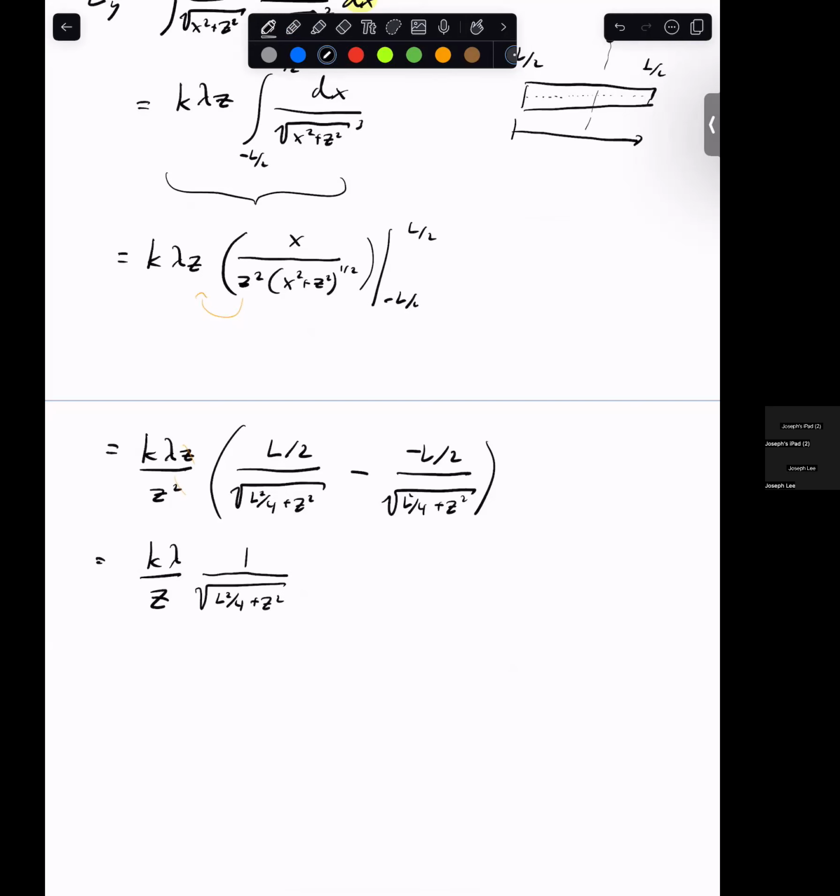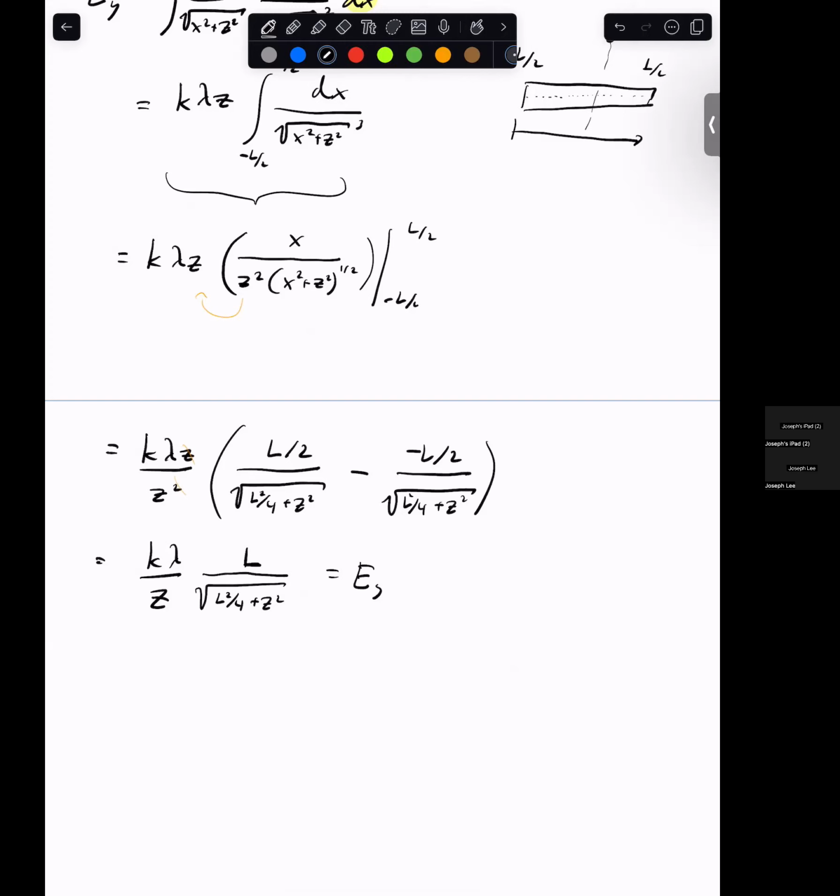And then L over 2 plus L over 2 is just going to give me an L. So this is E in the y direction. I want to make a quick digression before I keep going to point out that this is the same as the formula that you would have gotten on your formula sheet.